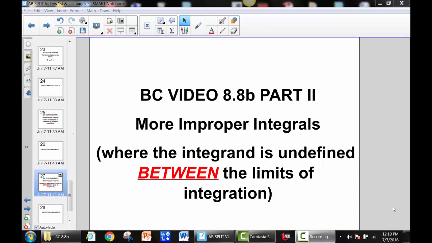Hi, welcome to the last video of Chapter 8, Video 8.8b, Part 2, More Improper Integrals. This time the integrand is undefined between the limits of integration.